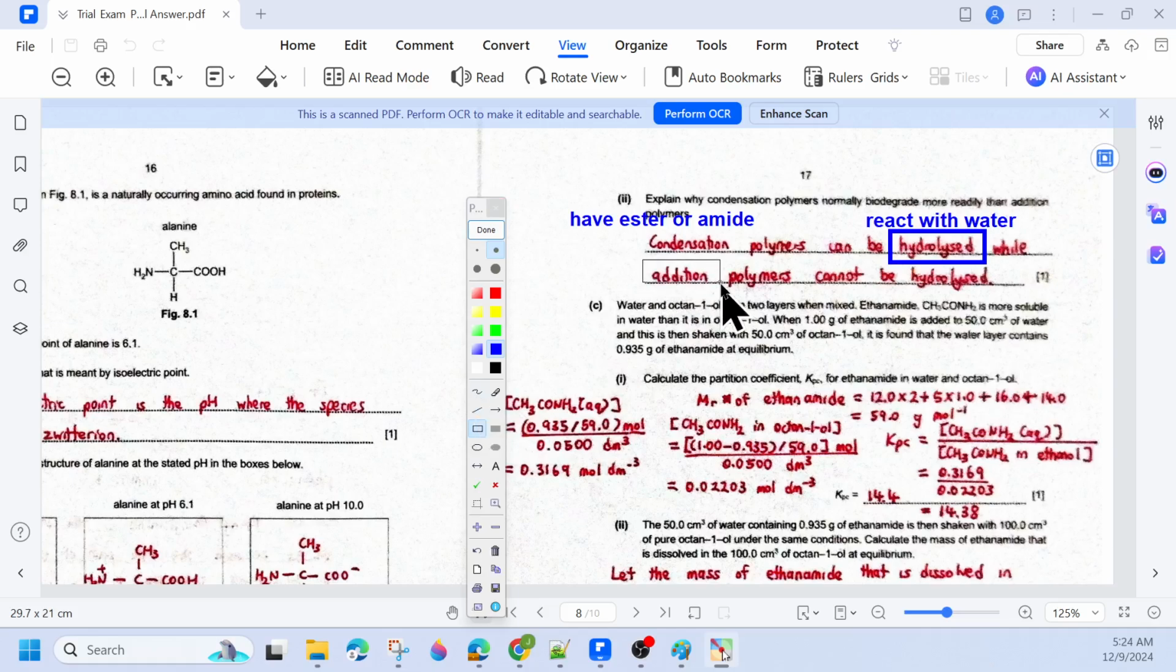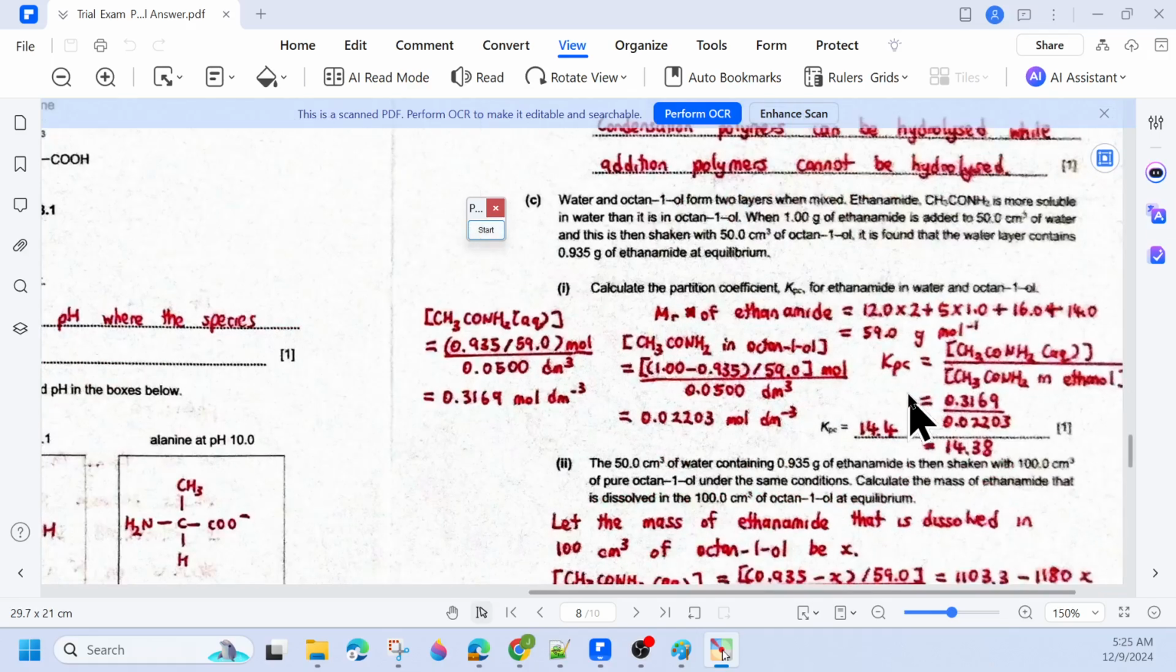Whereas for addition polymers, it only has alkyl chains, alkanes. So the alkane part cannot be hydrolyzed. Therefore, condensation polymers are more easily biodegradable. I need to zoom in a bit.